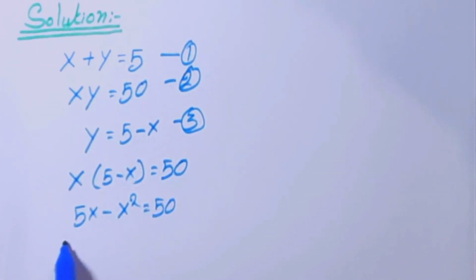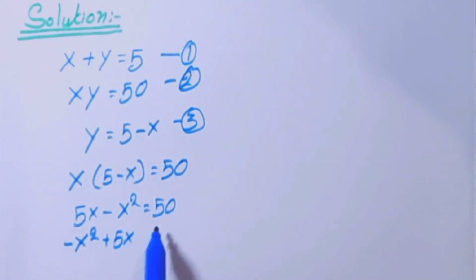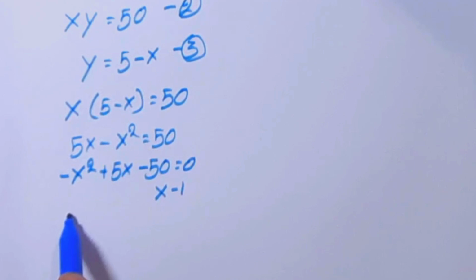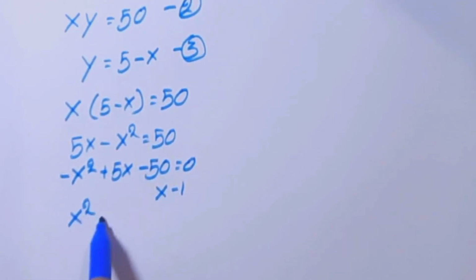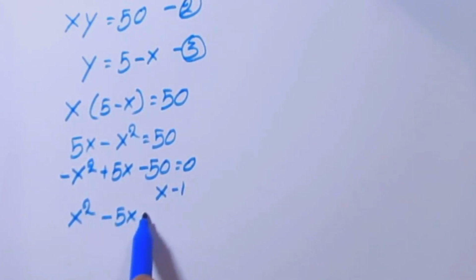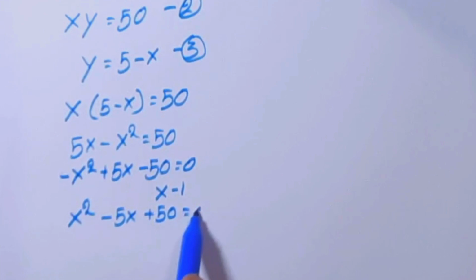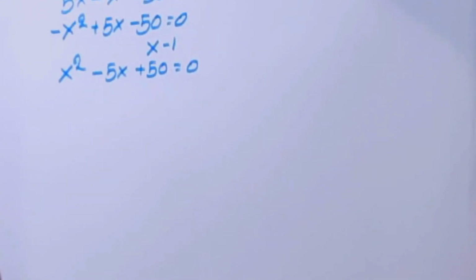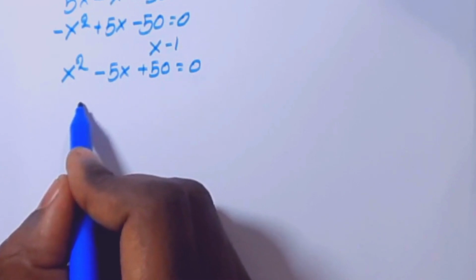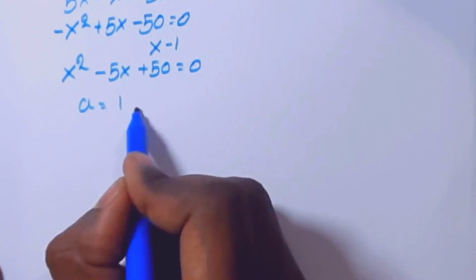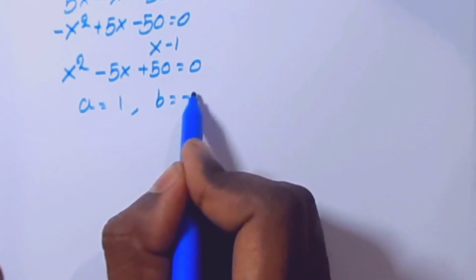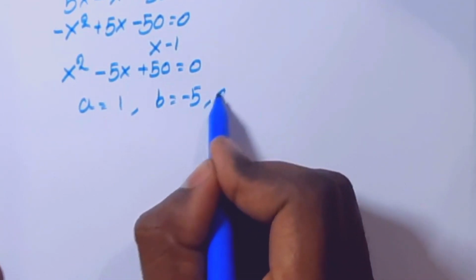Now, minus x square plus 5x, we are bringing this to the left hand side, so minus 50 equal to 0. It is negative, so multiply this with minus 1: x square minus 5x plus 50 equal to 0. This is a quadratic equation, where a equal to 1, b equal to minus 5, c equal to 50.